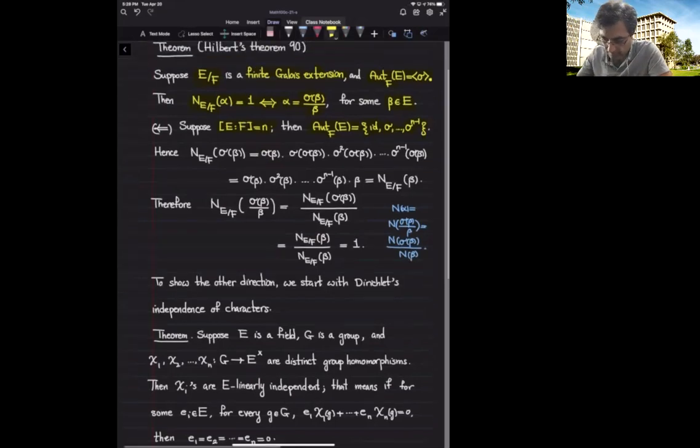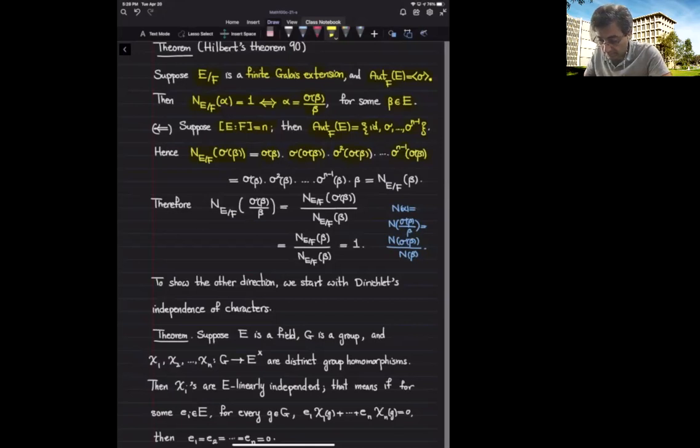Let's do it. What is norm of sigma of beta? Norm of an element means I have to apply elements of my F automorphisms of the field to that element and then multiply them. So I apply identity to sigma of beta, I get sigma of beta. I apply sigma to sigma of beta. I apply sigma squared to sigma of beta. I go on till I reach sigma to power n minus 1, and I apply it to sigma of beta. And then I need to multiply them.